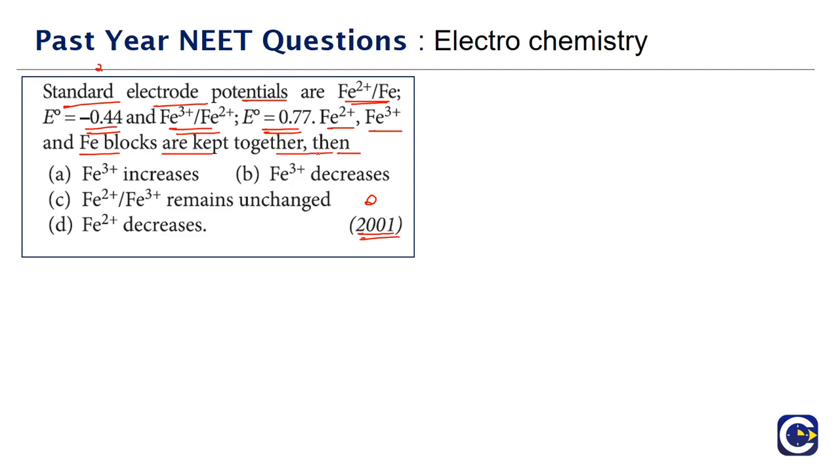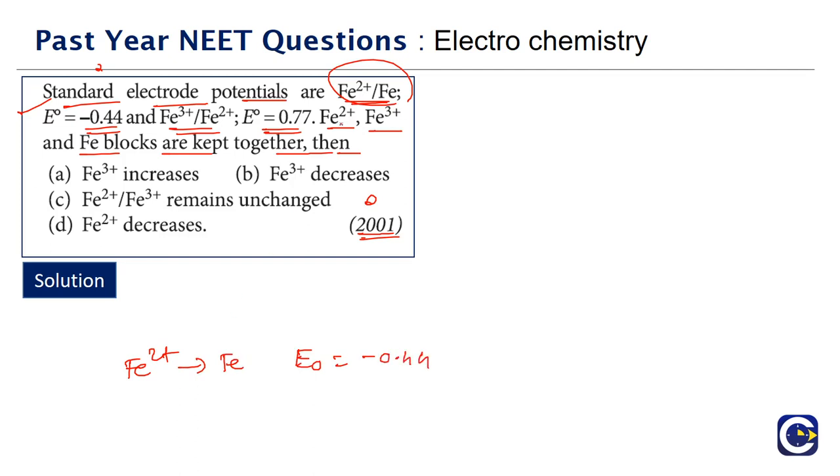If you look at it, straight away, the feasibility of Fe2 plus getting reduced to become Fe is given by the electrode potential, minus 0.44. And Fe3 plus getting reduced to Fe2 plus, the feasibility of this is given by the respective E0 value.